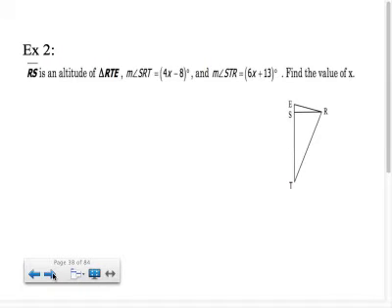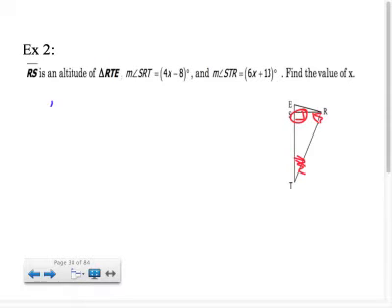Okay, so RS is an altitude of RTE. As soon as you know that, what you do know is this. It's got to be a right angle. The measure of SRT, so SRT is this angle here, is 4x minus 8, and STR, this angle, is 6x plus 13. A couple different ways you can do it. You know the angles inside of a triangle add up to 180, or you could say, hey, if this one's 90, that means that these two have to add up to 90.